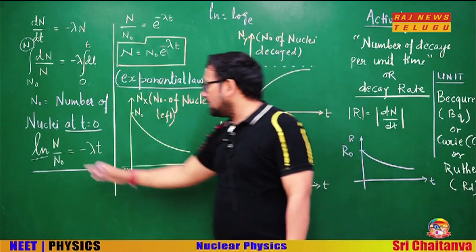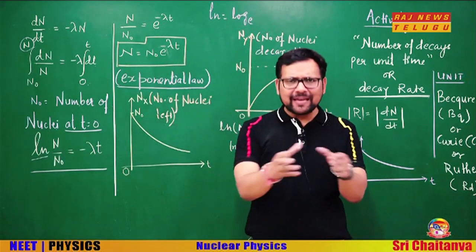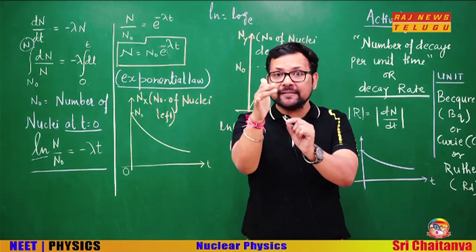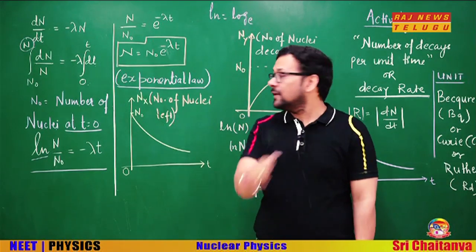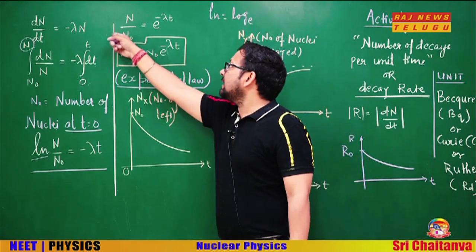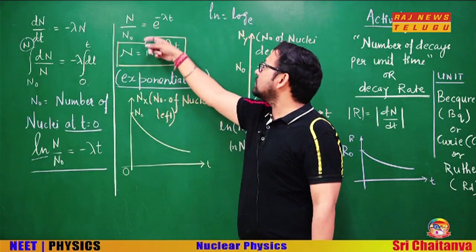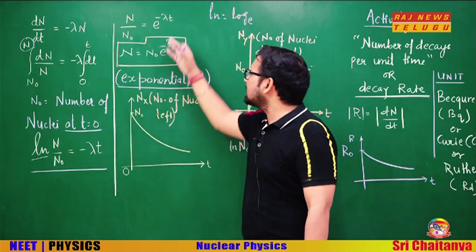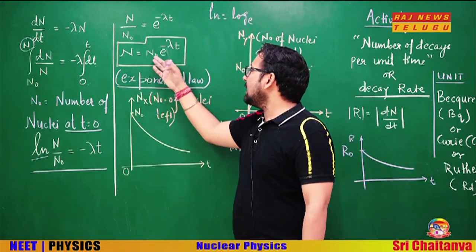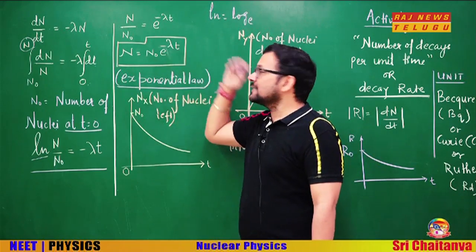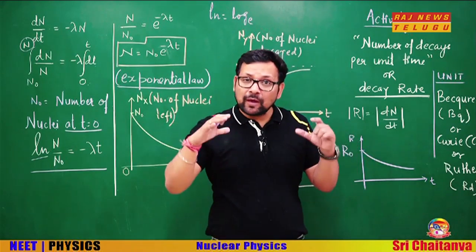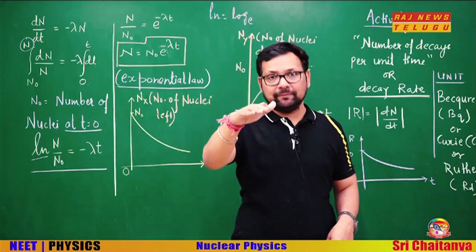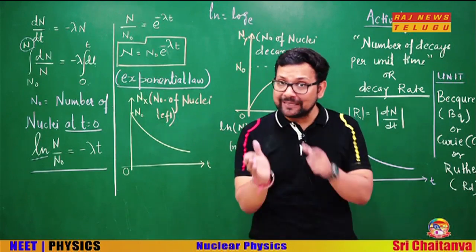Ln is the log whose base is e, the natural logarithm. So when we exclude this ln from the LHS, the RHS goes to the power of the base. And what is the base? Small e. So the RHS will go to the power of e, so minus lambda t is the power of e, and N is N0 e raised to power minus lambda t. And you have to think about what N is. N is the number of nuclei left at that time. It is not the number of nuclei decayed.